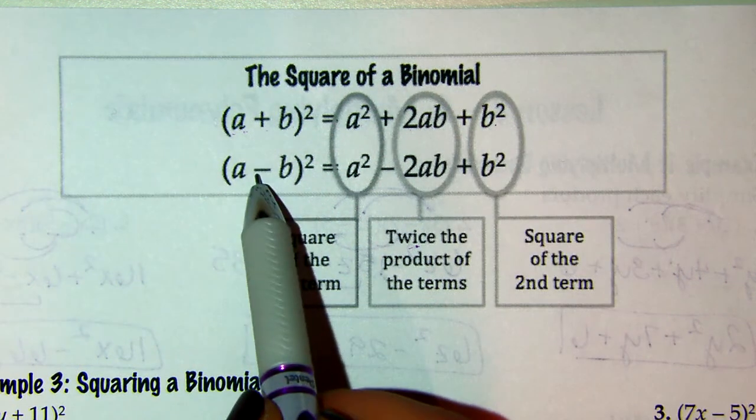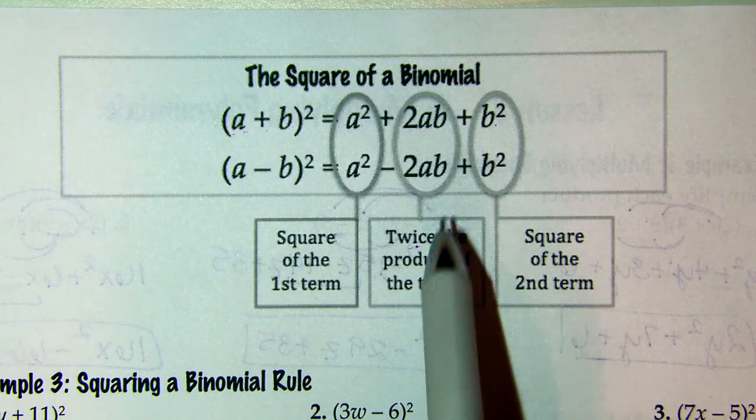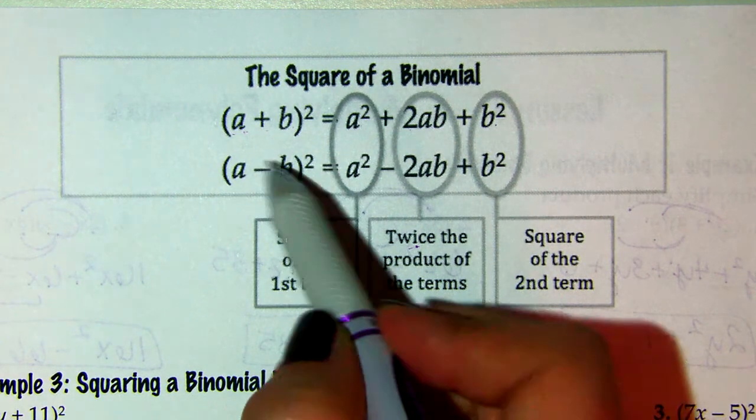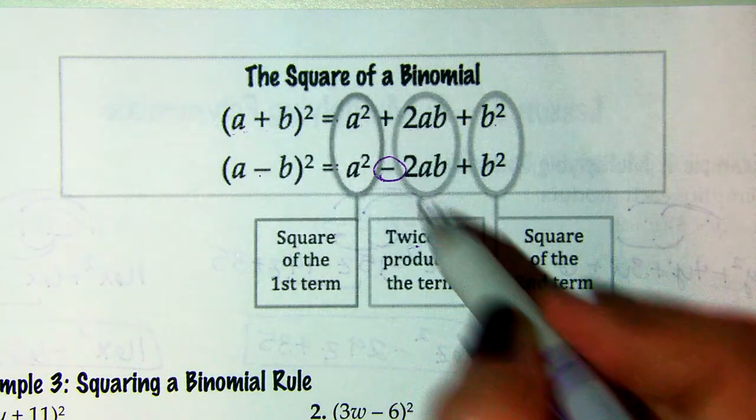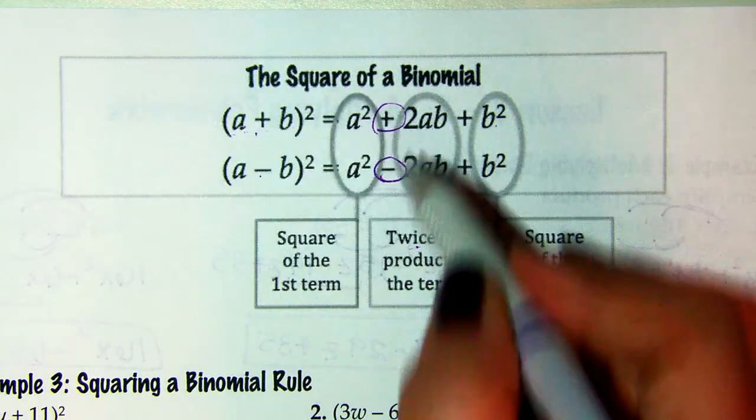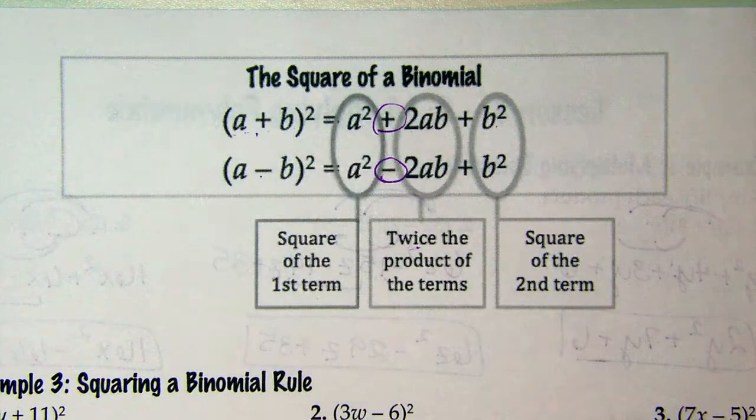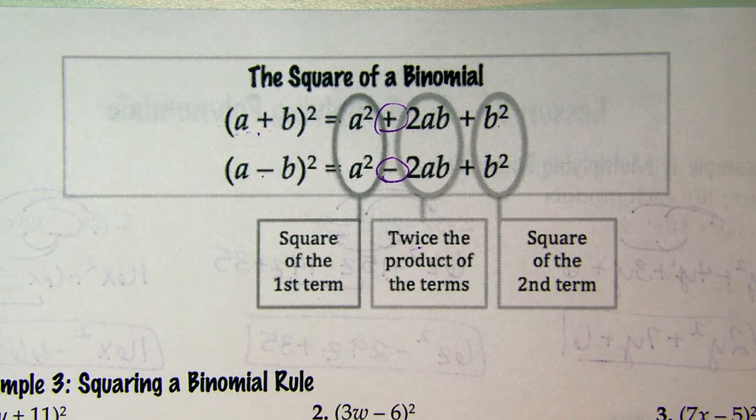If it's minus, you do the same exact thing. The only difference in these two is if it's a minus, we're going to put a minus there. If it's a plus, we're going to put a plus there. So again, if you need to pause that really quick to write all this down, make sure you do that.